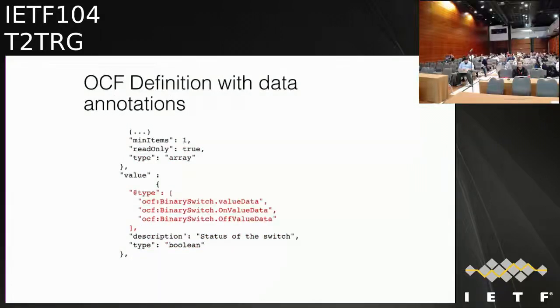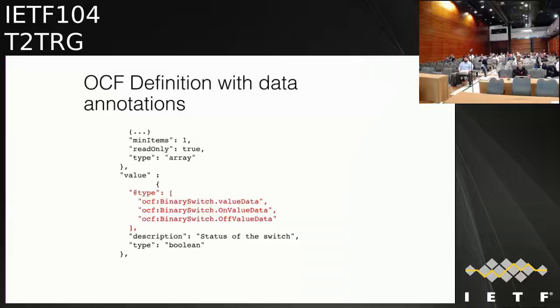So when I want to send the value, and this is basically in the Swagger part that describes the values, it says it's a Boolean, which actually doesn't really match up with the other example, but let's just pretend that the other example said Boolean, because this is OCF now. So it says that there are some types here. That's the value data, an on value data, and off value data.